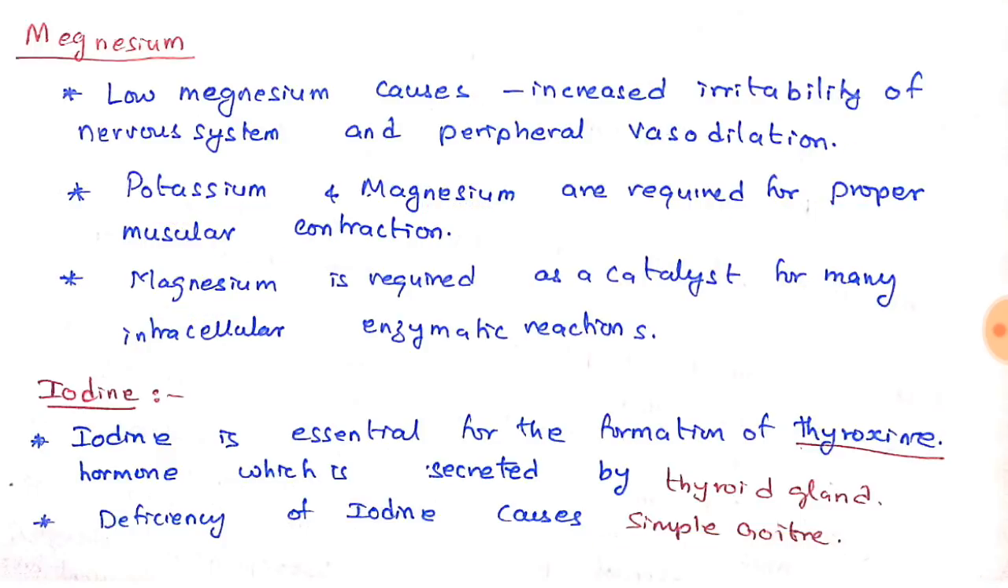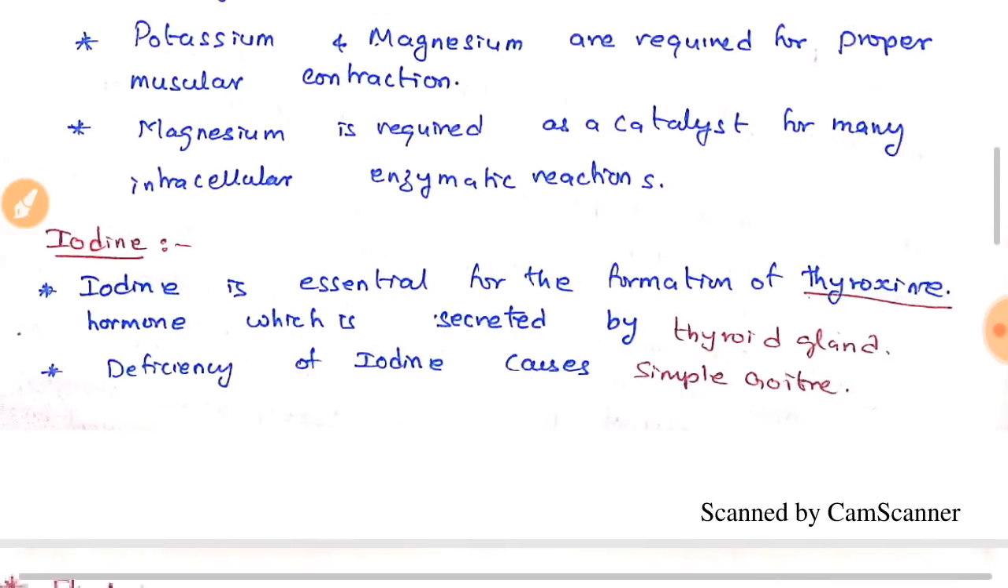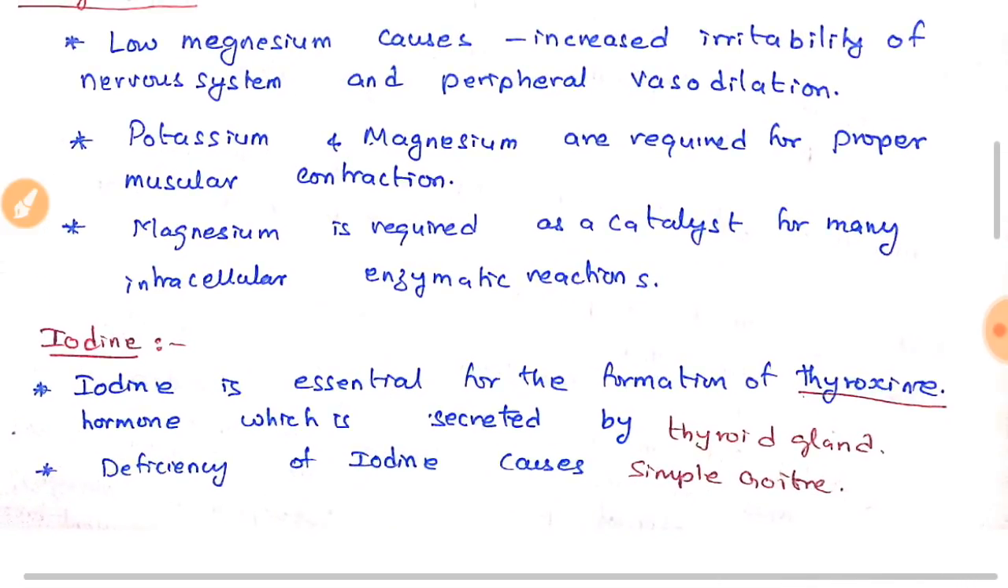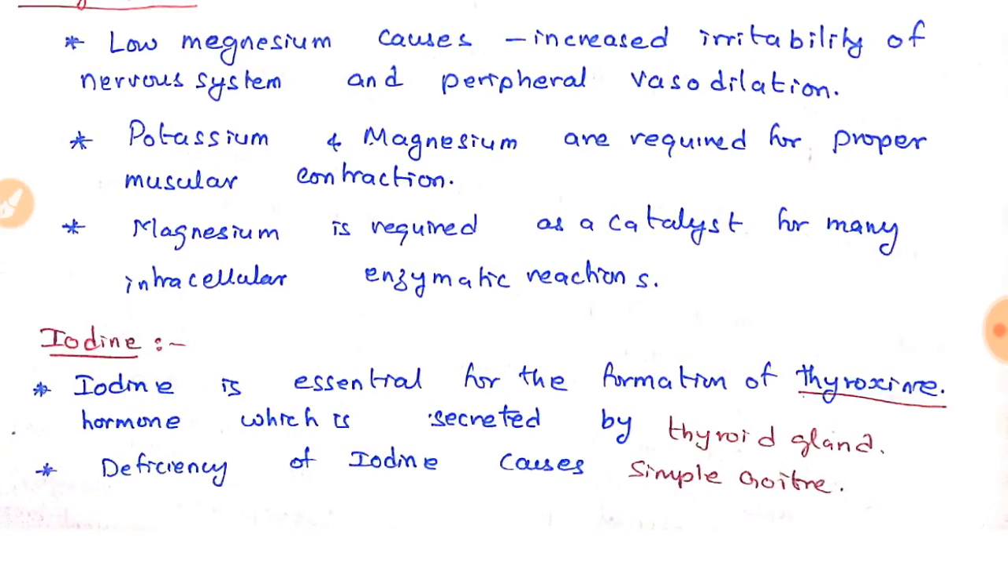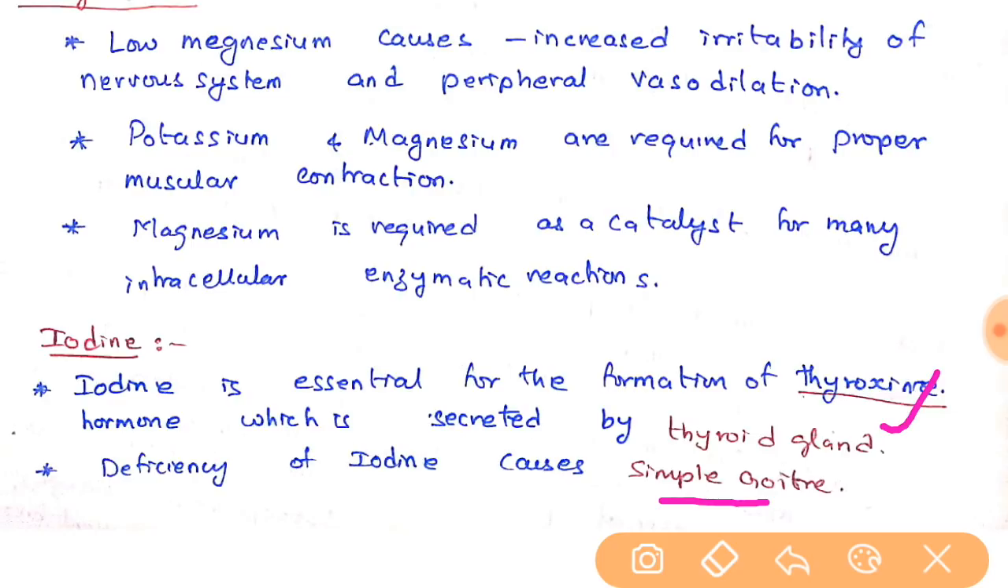Next, the important mineral we need is iodine, friends. We know that deficiency of iodine causes simple goitre, the swelling of the thyroid glands. This iodine is essential for formation of thyroxine hormone, which is secreted by the thyroid gland, friends.